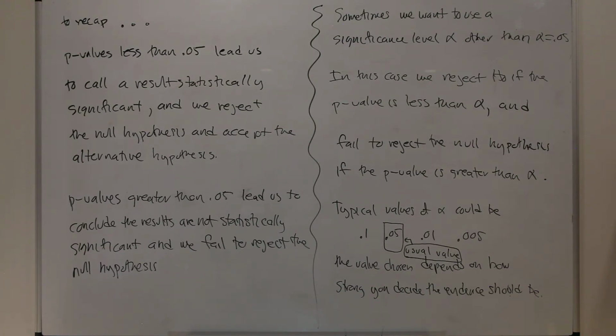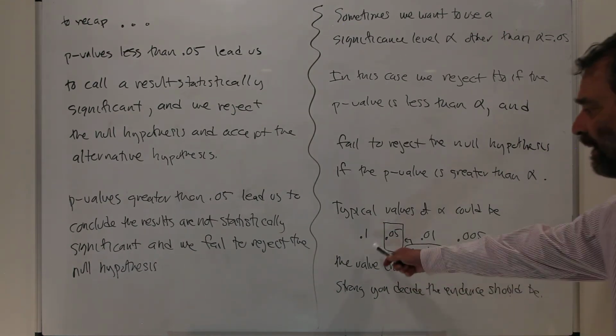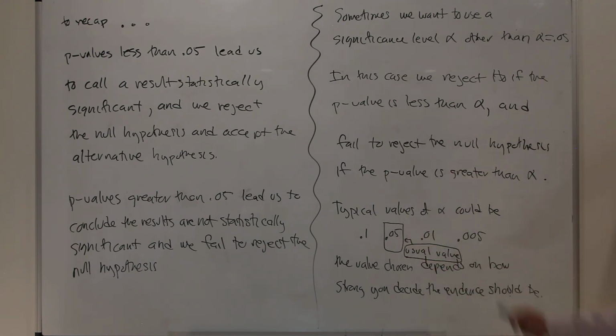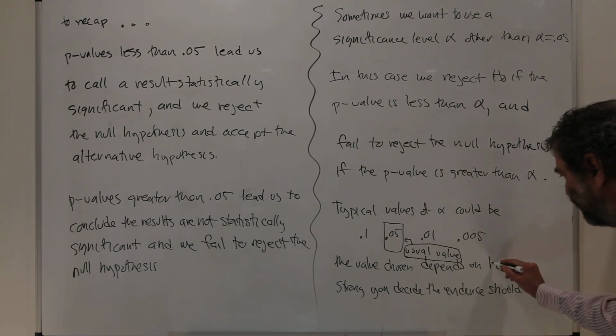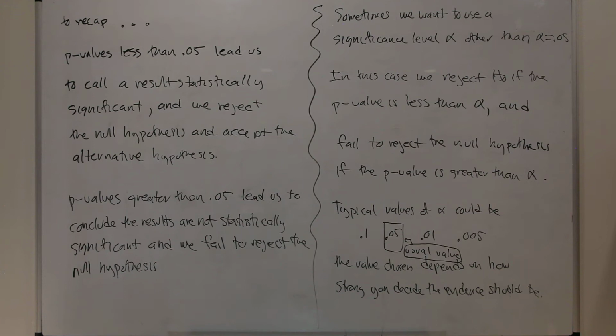Typical values of alpha which could be used are 0.1, 0.05, the usual value, 0.01, 0.005. Those are ones that experimenters actually use. The value chosen depends on how strong you decide the evidence should be. So it's mostly a matter of what happens if you make a mistake and declare the null hypothesis false, or what happens if you make a mistake and declare the null hypothesis unviolated.